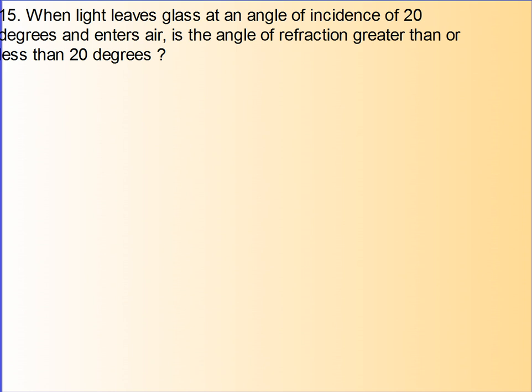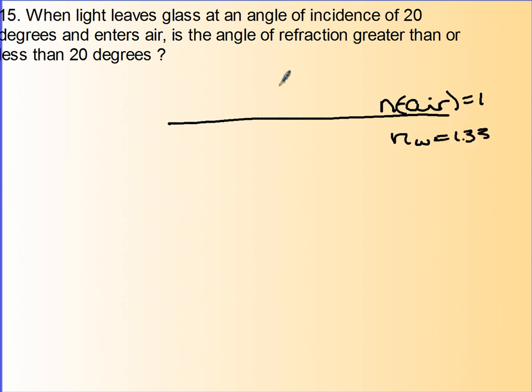When light leaves glass at an angle of incidence 20 degrees and enters air, is the angle of refraction greater or less than 20? All right. I'm going to show you exactly how I figure these out every time. All right. Think of air. And remember, N of air is equal to 1, and N of water is 1.33. All right. Here's my normal. All right. Light comes in, and I always draw it at 45. That's kind of 45. All right. It always bends toward the normal for water.